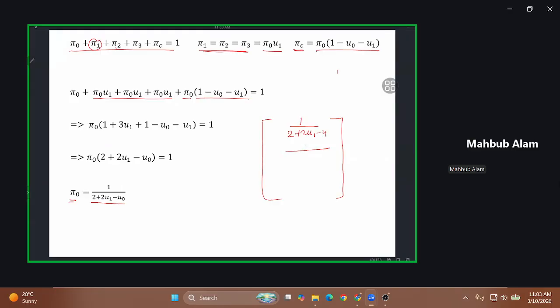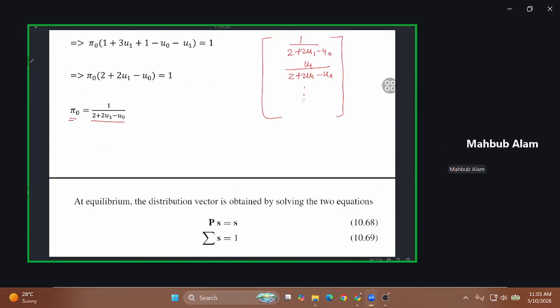Then pi 1 will be u1 into pi naught, actually 2 plus 2 u1 minus u naught, and then this, and finally pi c will be 1 minus u naught minus u1 divided by 2 plus 2 u1 minus u naught and this one. So these two are identical.